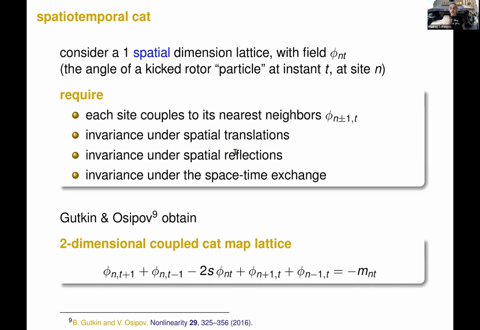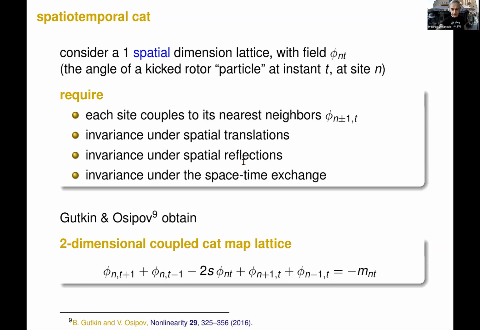Now I already have this time thing, and I already had time reflection built in and time translation, because the law should be the same today and tomorrow. And I just add one more thing to make this the simplest possible problem. I say, look, the strength with which I interact with my left-right neighbors should be the same as the strength with which I interact with myself in the past and future. In other words, I add a space-time exchange.